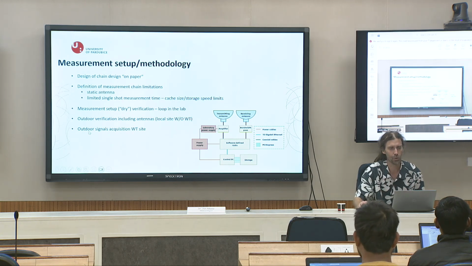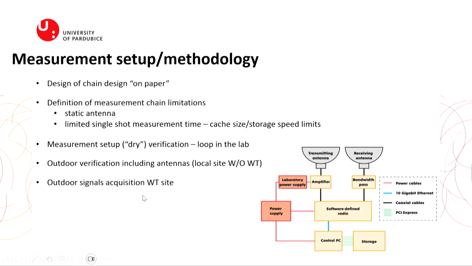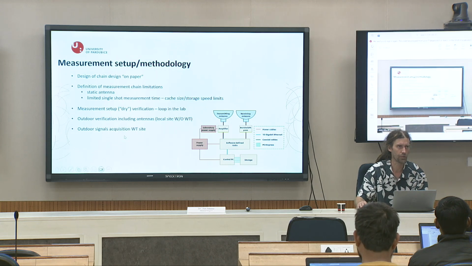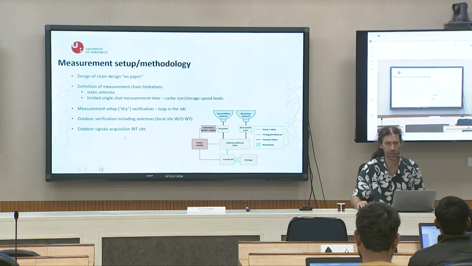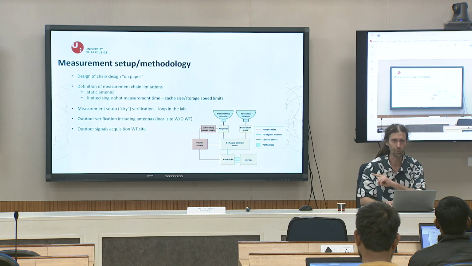And then we go to outdoor signal acquisition at the wind turbine site. The first site was about 60 kilometers away, the second site about 120 kilometers, and in Austria it was about 350 kilometers. Believe me, you don't want to figure out after you drive 350 kilometers that something is wrong and you need to go back without any measurement.